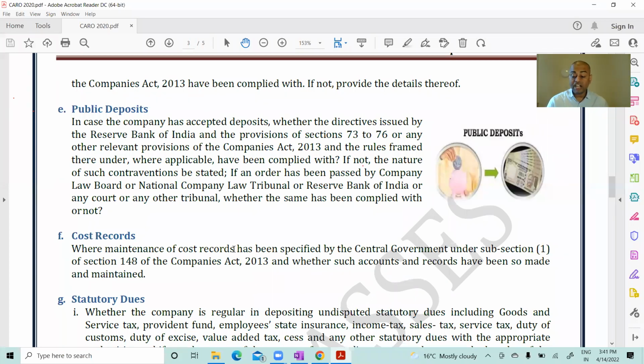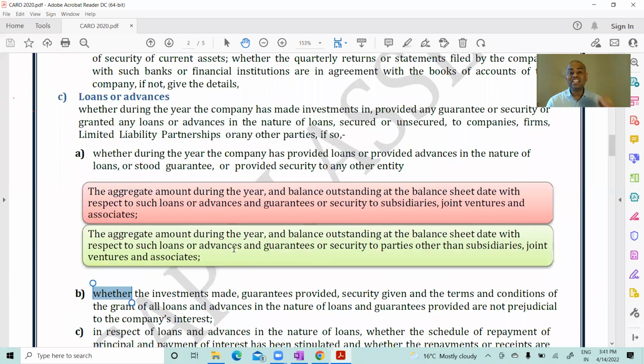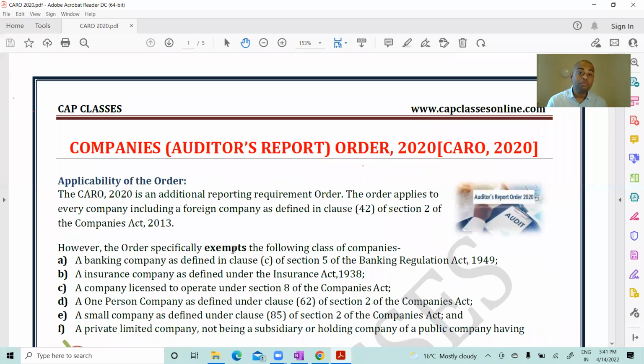So my dear friends, CARO is a questionnaire. Many people do not know this. CARO is a questionnaire. So the central government prepared a questionnaire. This is an order, not part of the Companies Act. This is an order passed by the central government. The central government prepared a questionnaire and it is giving that questionnaire to the auditor.